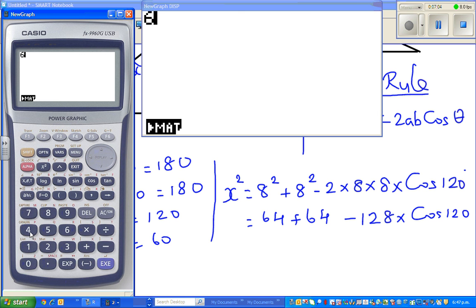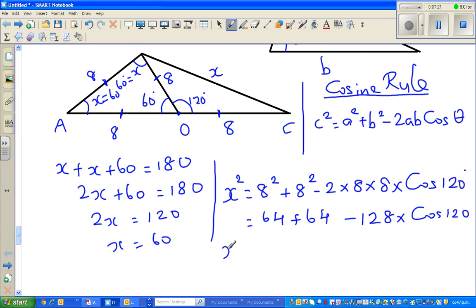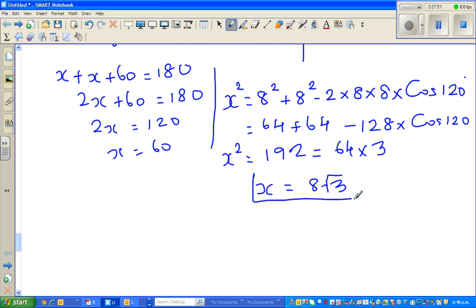So we know this is 64 plus 64 minus 128 times cos 120, which is 192. So x squared is equal to 192. You can check that 192 can be factorized: that is the same as 64 times 3. 60 times 3 is 180, and 4 times 3 is 12, and 180 plus 12 is 192. So I can say x is 8 root 3, just like that.